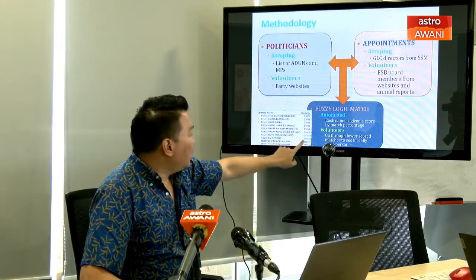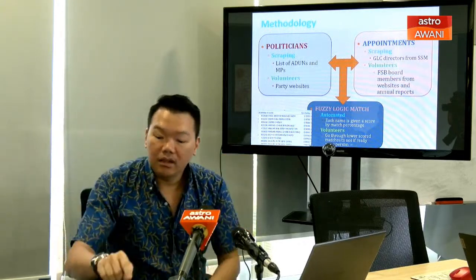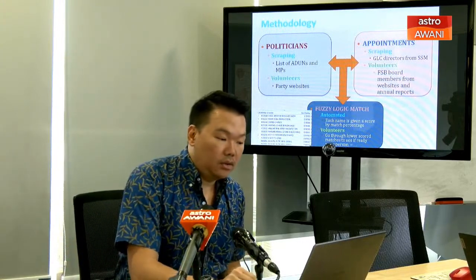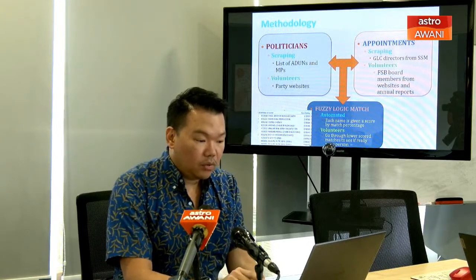So we can actually count like, okay, if it's so low already, it means it's not a match. But then the volunteers can go in and say, okay, maybe this is a match, maybe this is not a match. It just cuts down the amount of work the volunteers need to do. Okay, so that's how the methodology for Pantau Kuasa is going to work.